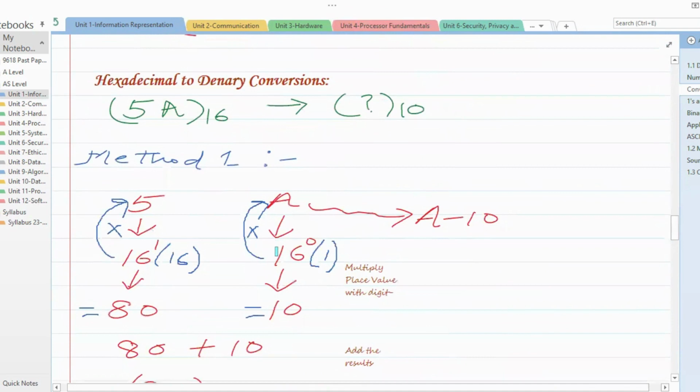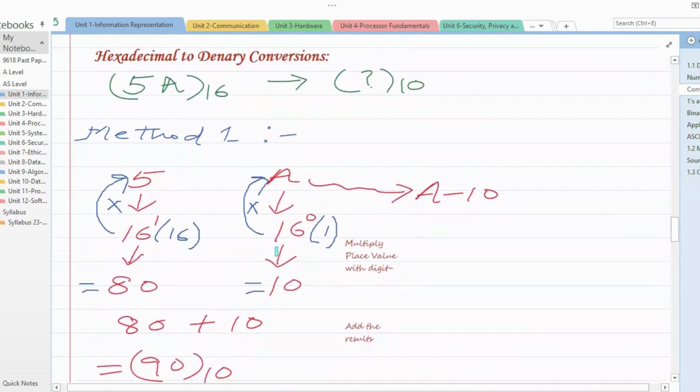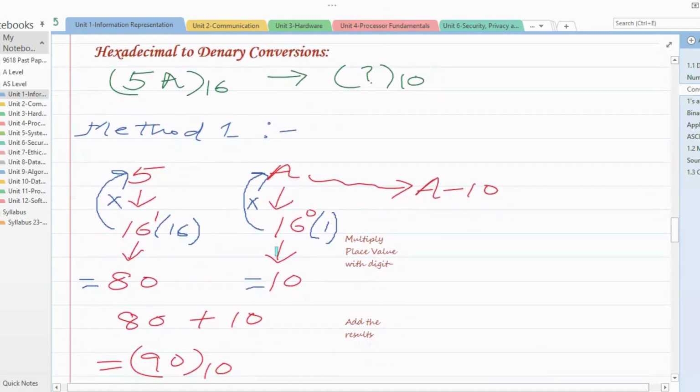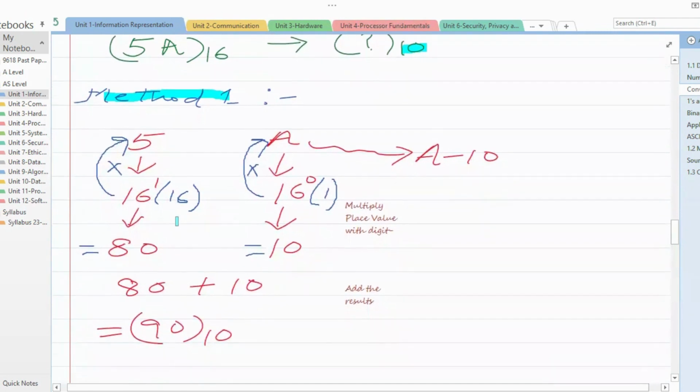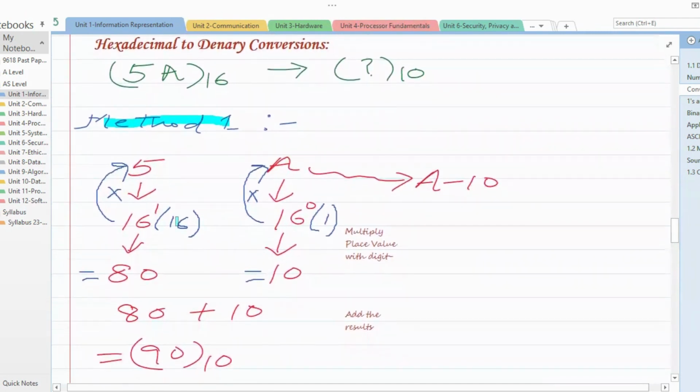Now, today we are going to learn how to convert a hexadecimal to denary and vice versa, right? Let's start with hexadecimal to denary conversion. Now, the method is the same. I'll take one example and show you the method by solving that particular number. So we'll convert 5A, which is a hexadecimal number, to a denary number. Okay, so there are two methods I'm going to explain. Let's start with the first method.